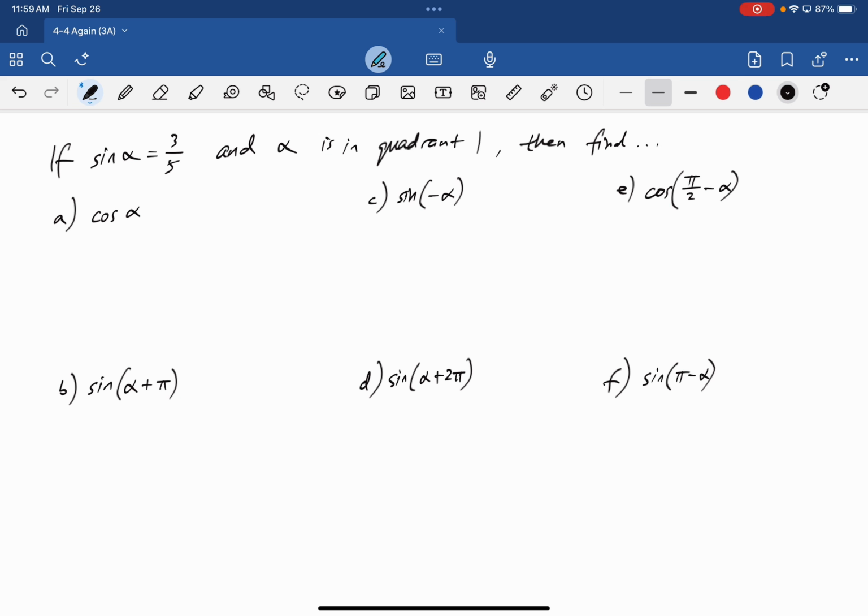All right, who has the answers? 4 answers, not good enough. I'll give you hints for each one. Part A, you need to use the fact that our Pythagorean identity, right? Cosine squared equals 1 minus sine squared. Isn't it just 4 over 5? Yes. Okay, let's just go over it. Part A.